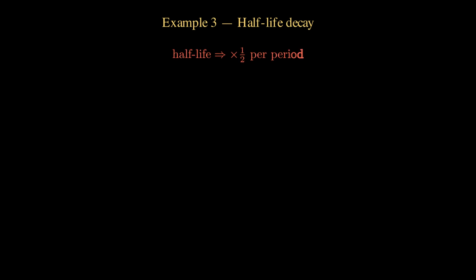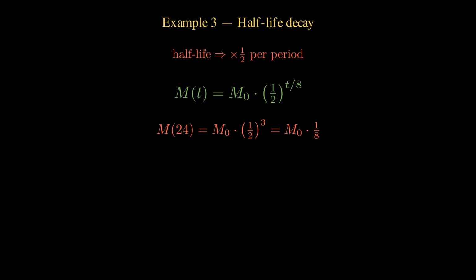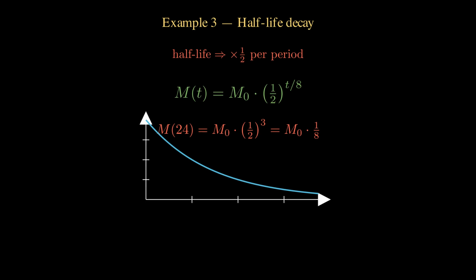Example 3, harder. A radioactive sample has a half-life of 8 hours. Model the mass after t hours. Each half-life multiplies the mass by 1/2. If t is hours and the half-life is 8 hours, the number of half-lives is t divided by 8. For instance, after 24 hours you have 3 half-lives, so you multiply the start by 1/2 cubed. The decay graph falls steeply early, then flattens, which matches how half-life problems behave.